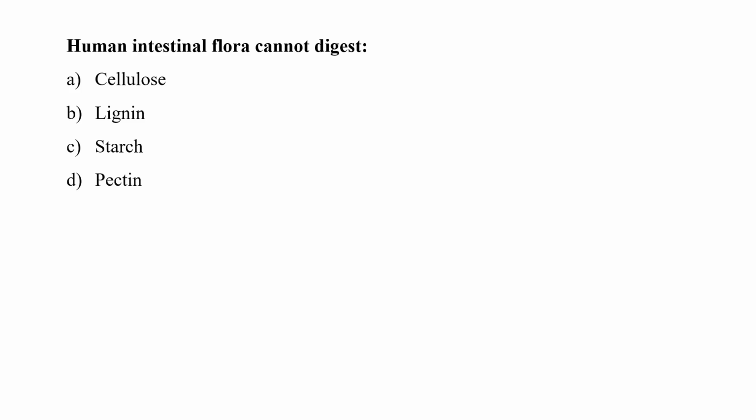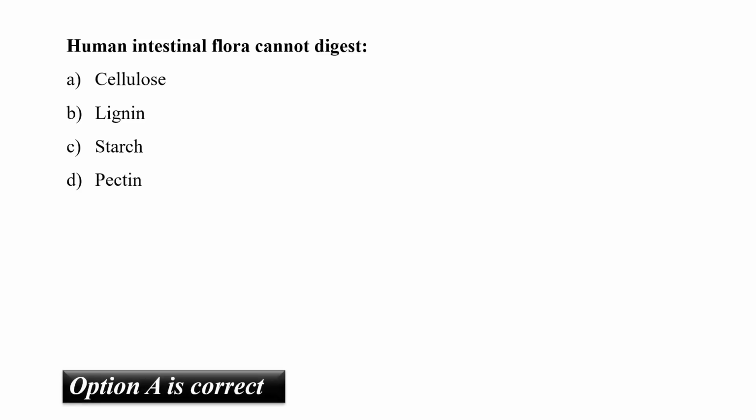Human intestinal flora cannot digest cellulose, lignin, starch, or pectin. The human body does not have the digestive mechanism to break the monosaccharide bonds of cellulose, so we cannot digest the cellulose.